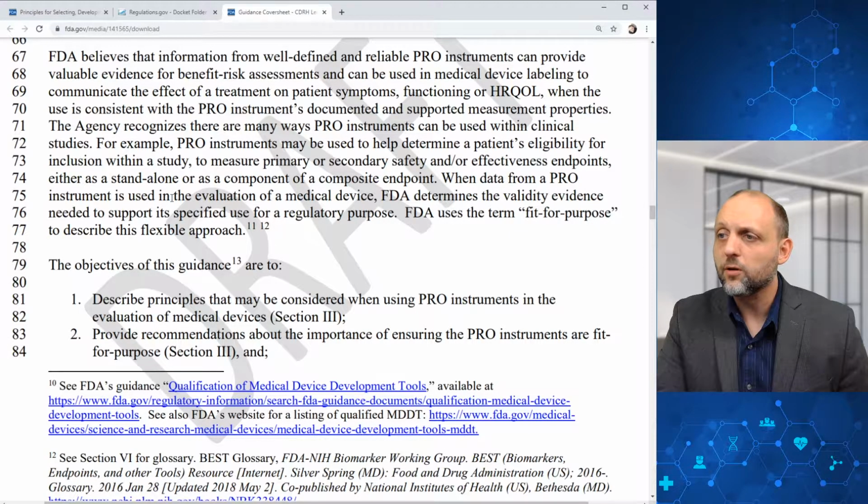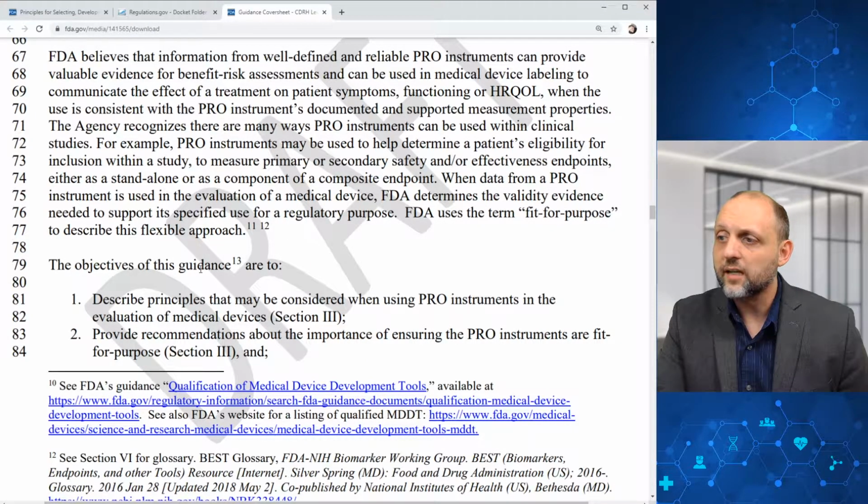When data from a PRO instrument is used in the evaluation of a medical device, FDA determines the validity evidence needed to support its specified use for a regulatory purpose. FDA uses the term fit for purpose to describe this flexible approach.